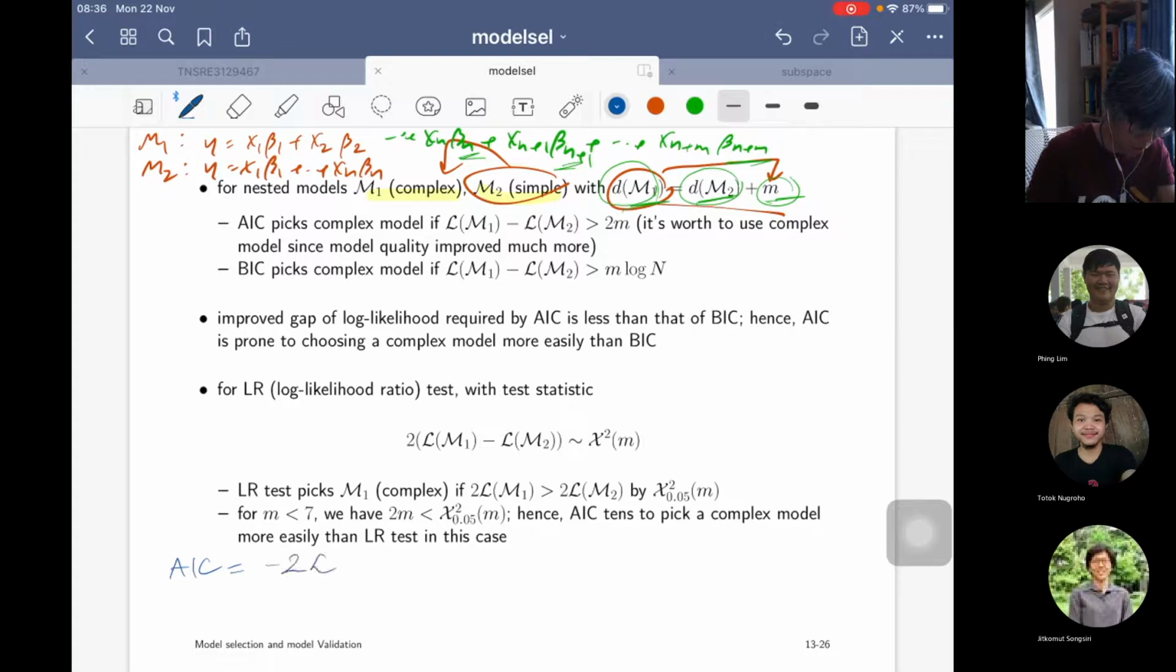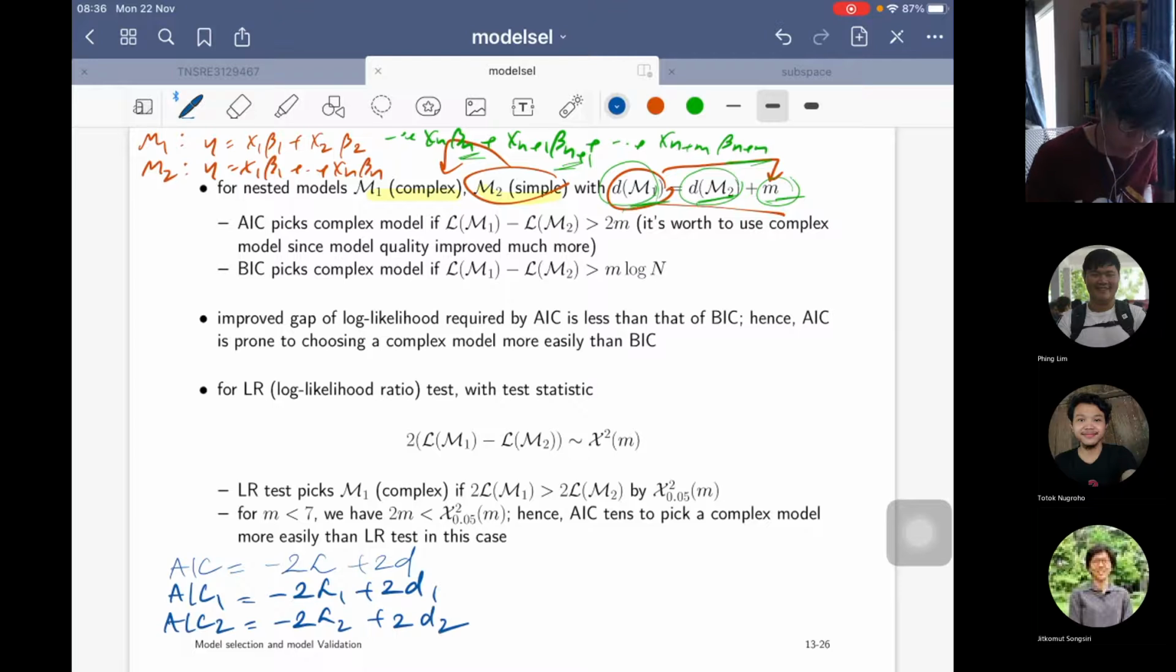It's -2L plus 2D. Now I'm going to compare the scores of these two models. AIC1 is going to be -2L1 plus 2D1, and AIC2 is going to be -2L2 plus 2D2. But D2 in this example, I make the model such that D2 is bigger than D1. Oh, it's the other way around, sorry. Model M1 is the complex one, right?